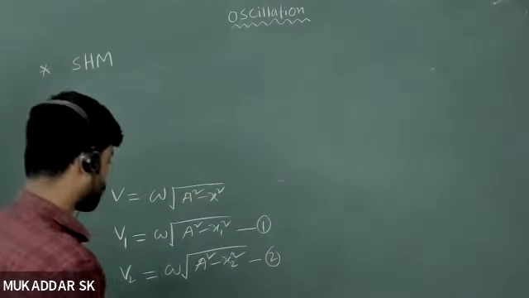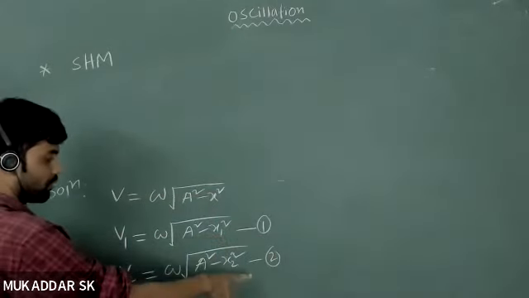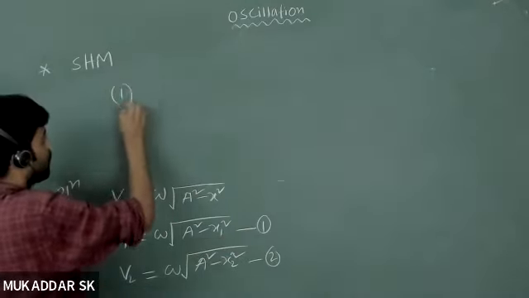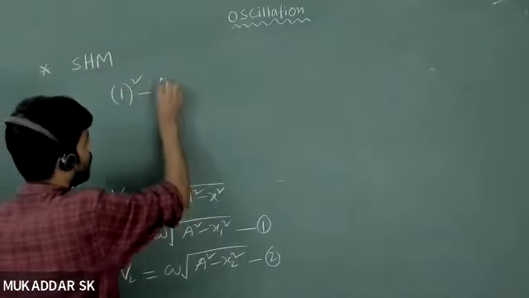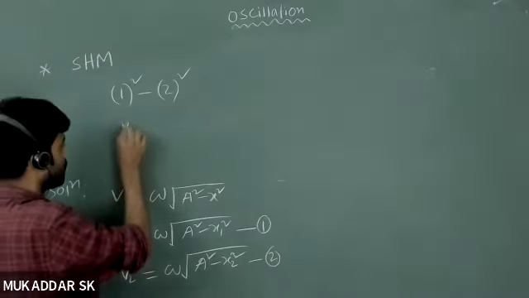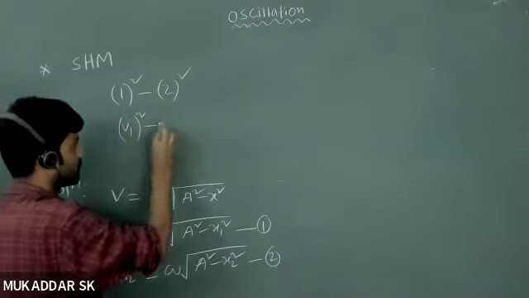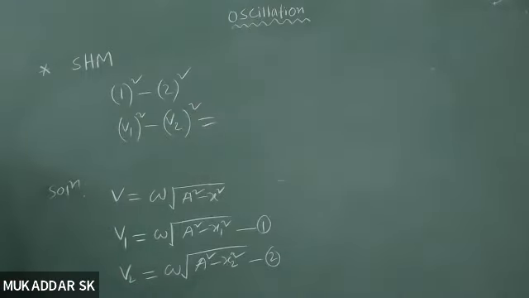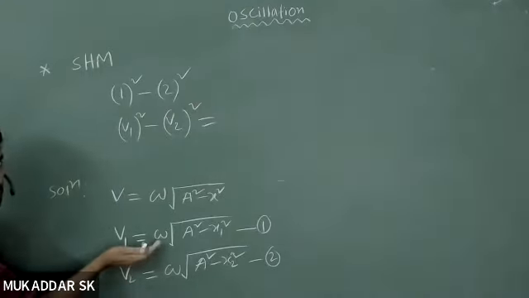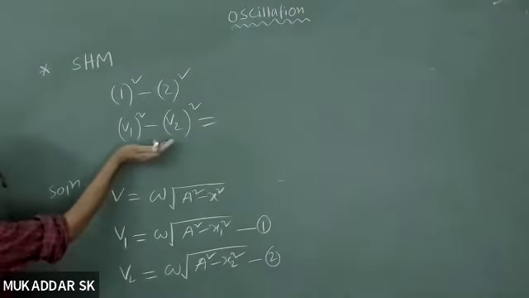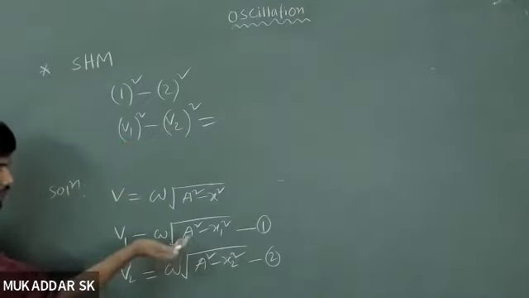Okay. Now if you square equation number 1 and square equation number 2 both, and then subtract, what will you get? On the left hand side you will get v1 square minus v2 square, right? You are squaring equations number 1 and 2, and after that you are subtracting. So left hand side obviously you will get v1 square minus v2 square. But on the right hand side, what will you get?